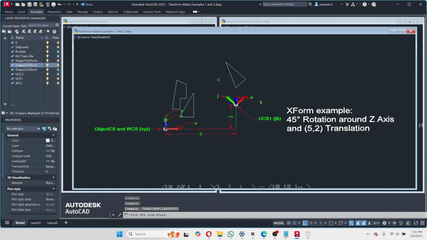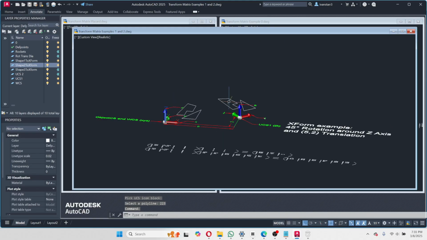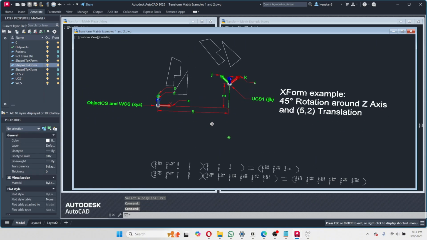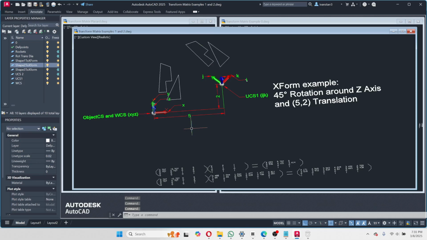Transform polyline points. We're going to pick the same UCS icon block. Now we're going to select this polyline here. And as you can see, it has worked. It's in the same XY plane, and it is rotated 45 degrees.